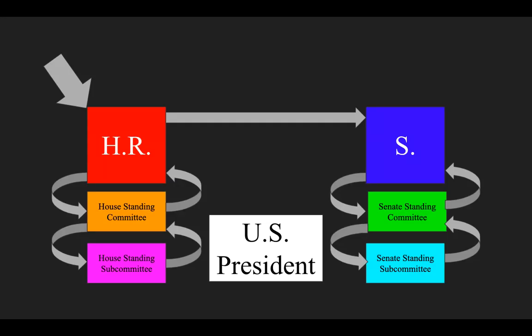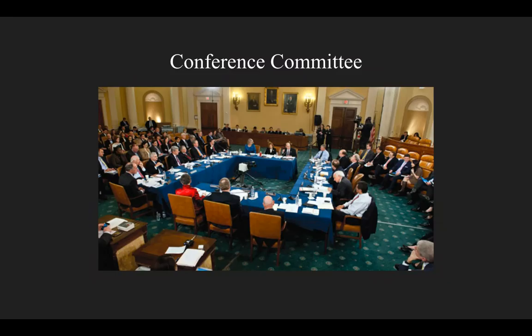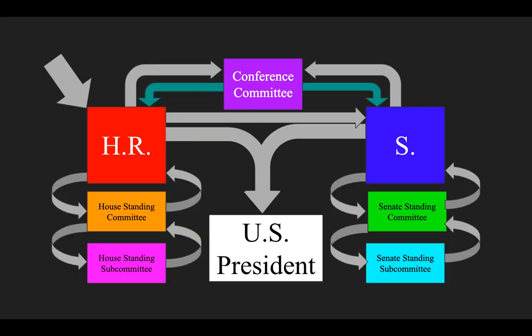Now, before a bill can be sent to the president, each house must pass it in identical form. If the two houses pass differing versions, and oftentimes they do, a conference committee is actually created to iron out the differences in the bill. Both houses send members to resolve the differences between the conflicting versions. Following the work of the conference committee, the House and the Senate vote on final passage.